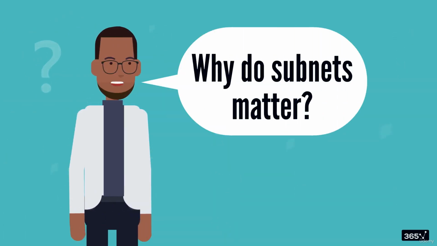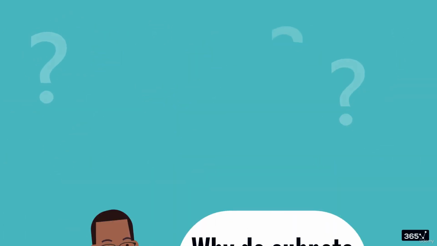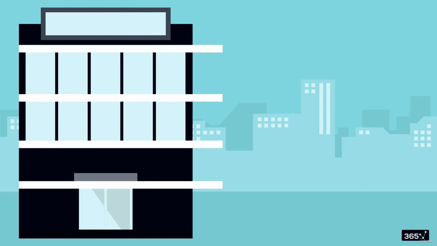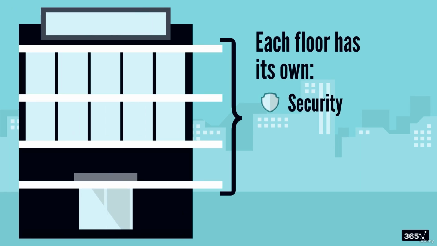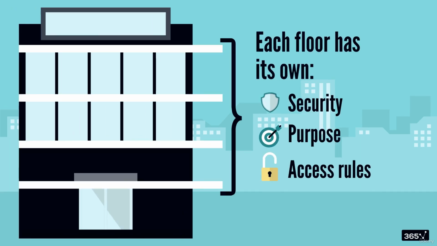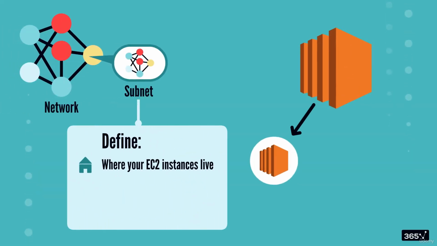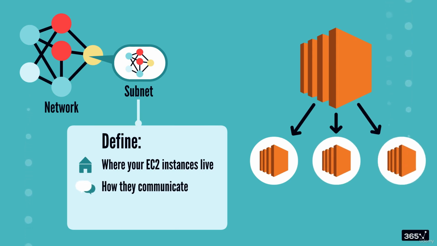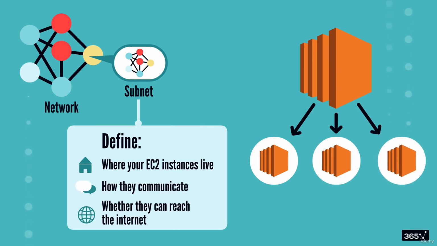Now, why do subnets matter? Imagine dividing a building into separate floors, each with its own security, purpose, and access rules. That's what subnets do for your cloud resources. They define where EC2 instances live, how they communicate, and whether they can reach the internet. And not just EC2 instances, but all other services that you launch as well.